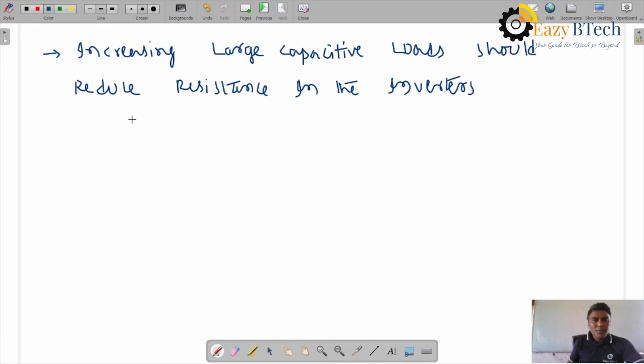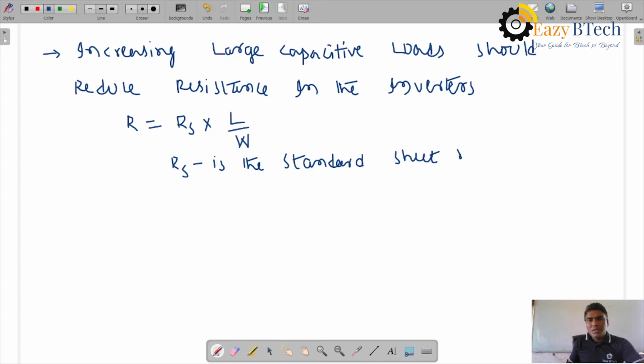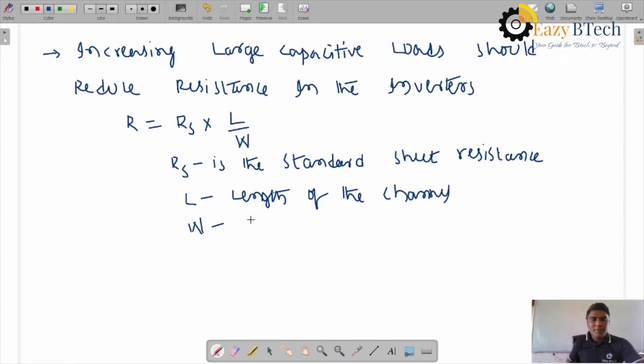So we know the formula: resistance R is equal to RS into L by W, where RS is the standard sheet resistance, L is the length of the channel, and W is the width of the gate. So increasing or decreasing resistance.